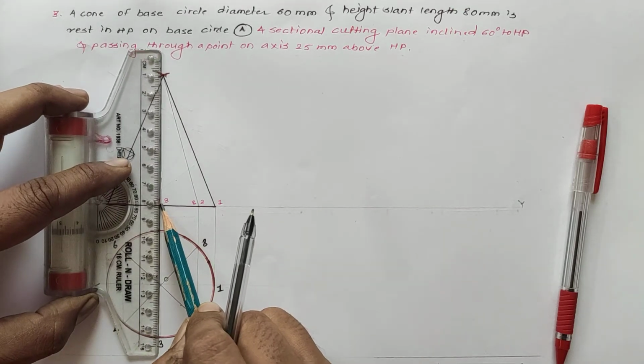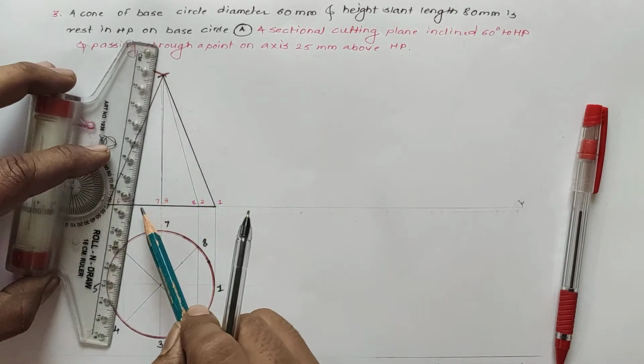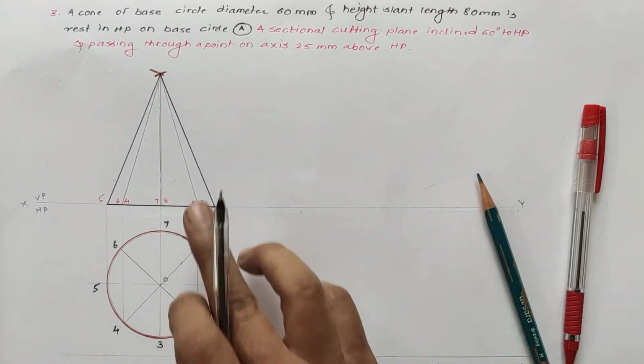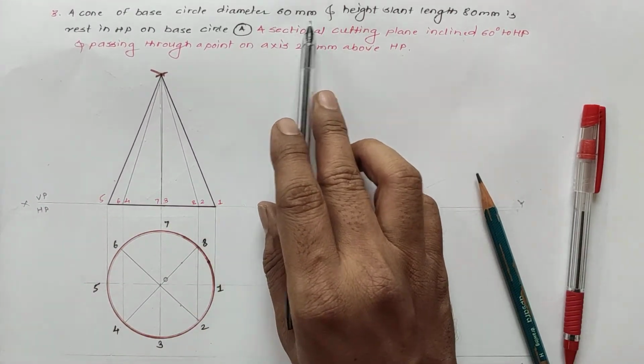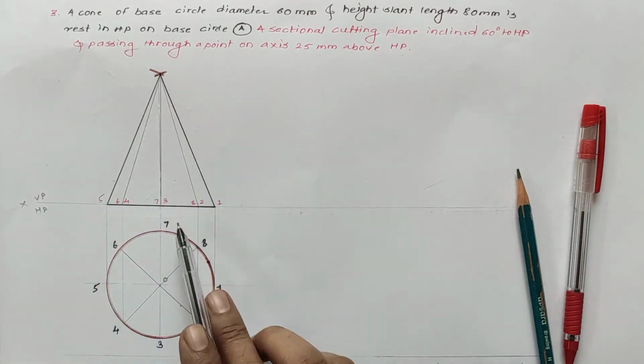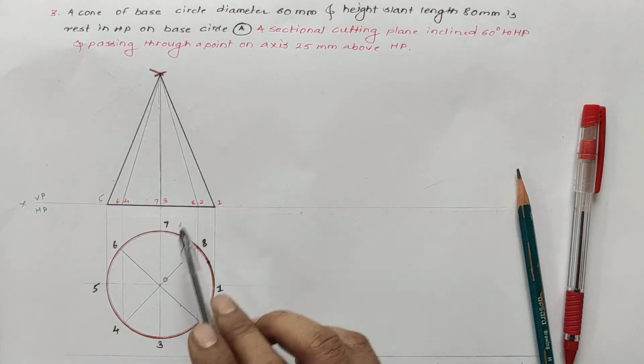Similarly, the middle 7 and 3, then 6 and 4. So the cone of base diameter 60 mm and slant length 80 mm, resting on the HP, is drawn. So the first position we have completed.